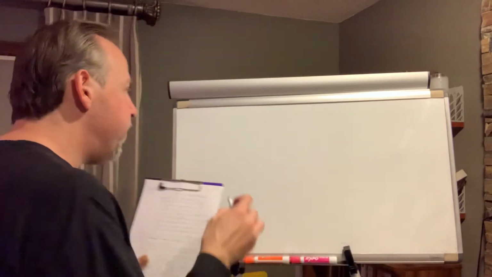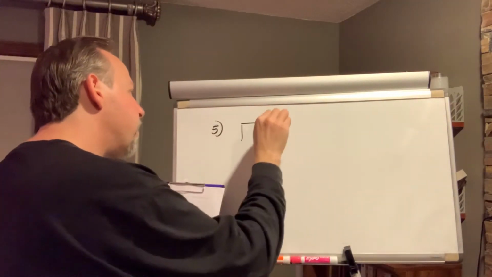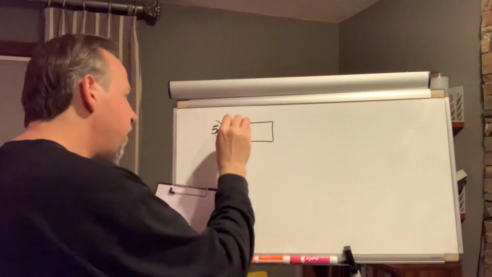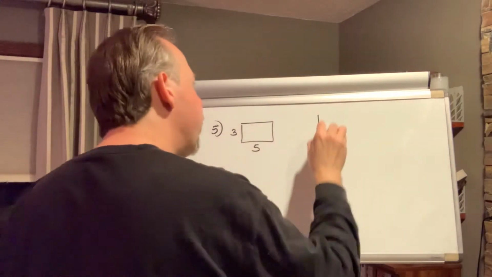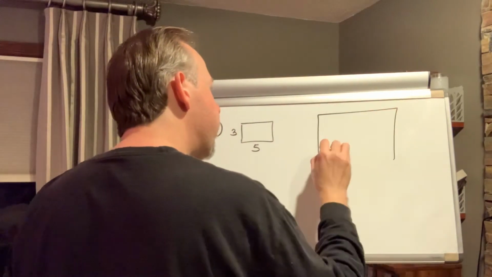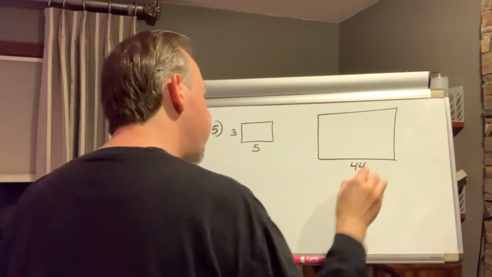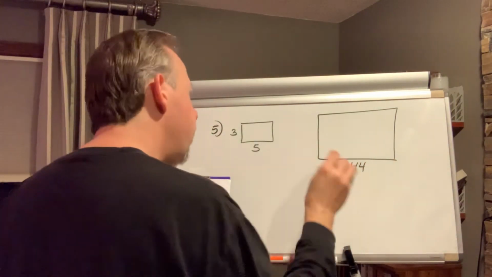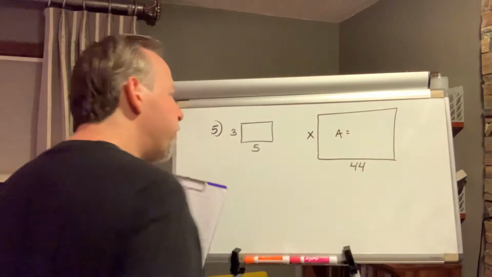Number 5 was a little tricky. So there's a scale model that is 3 by 5, width by length. And then there's a real room that it is modeling. The real room is 44 feet long. We don't know how wide it is. And they want the area.